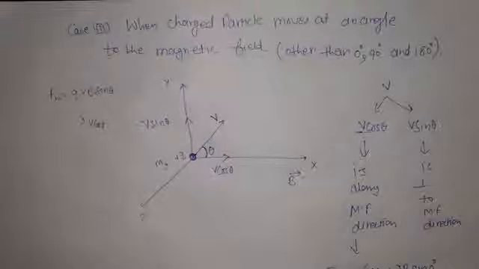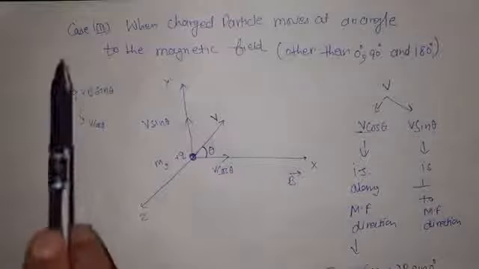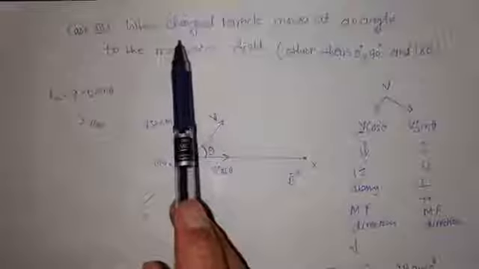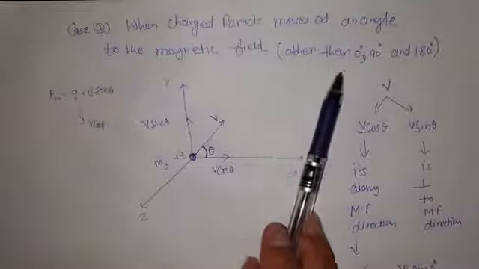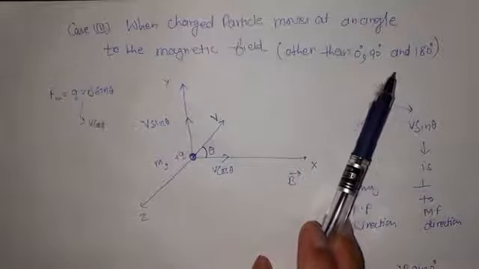Hi everyone, welcome back to this physics video. In today's video I'm going to discuss the third case of charged particle motion, when it enters at an angle other than 0 degree, 90 degree or 180 degree.